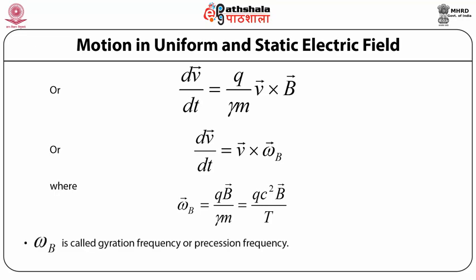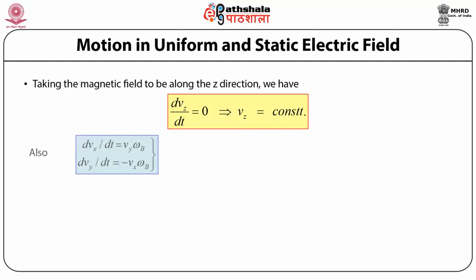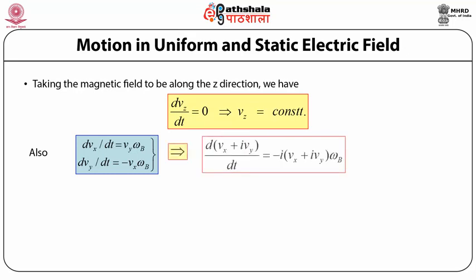Omega B is called gyration frequency or precession frequency. Taking the magnetic field B to be along the z direction, we have dvz by dt equals 0, that is vz is equal to constant. The other two equations are dvx by dt equals vy omega B and dvy by dt equals minus vx omega B. So multiplying the second equation with iota and adding these two, we get d by dt of vx plus iota vy equals minus iota vx plus iota vy into omega B.